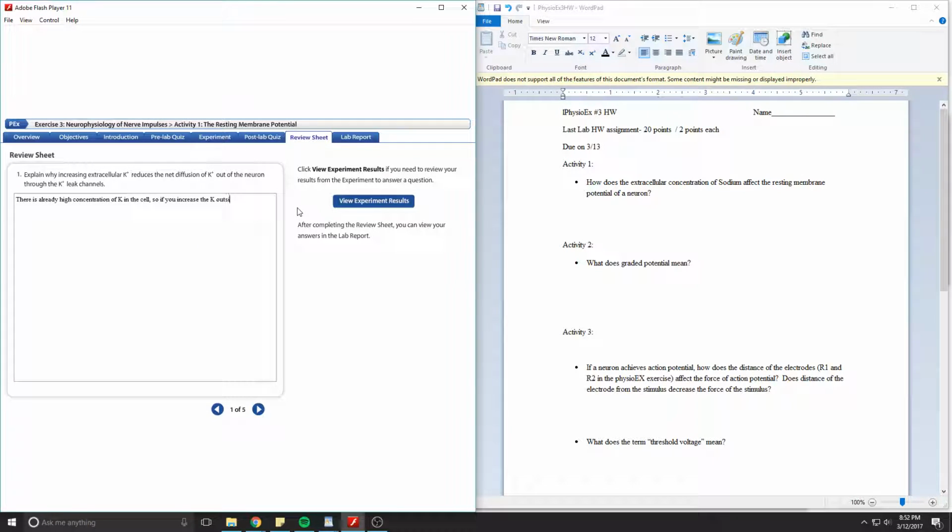So explain why increasing extracellular potassium reduces net diffusion out of the neuron. Okay, so there's already a high concentration of potassium in the cell, so if you increase the potassium outside the cell, the K will no longer want to diffuse outside the cell, since they are closer to equilibrium.